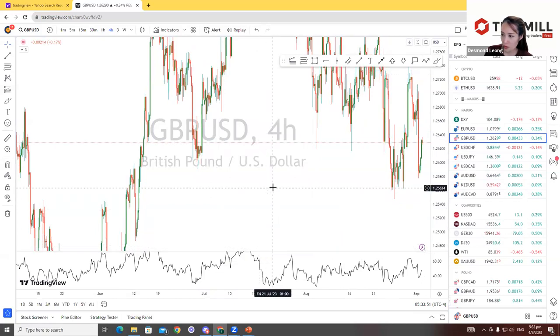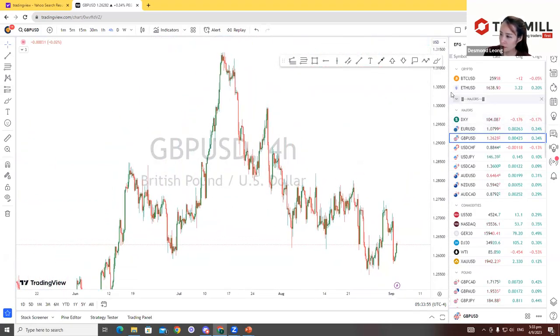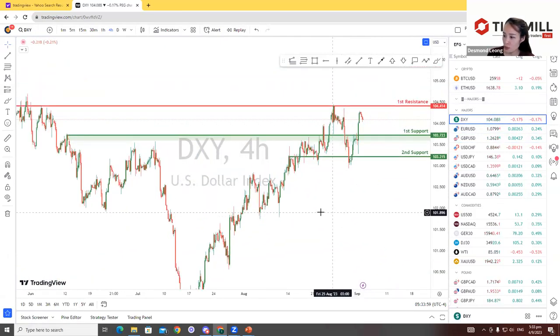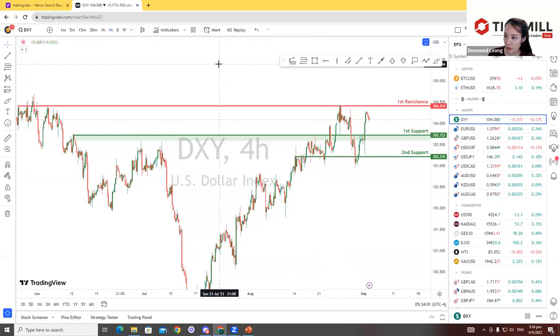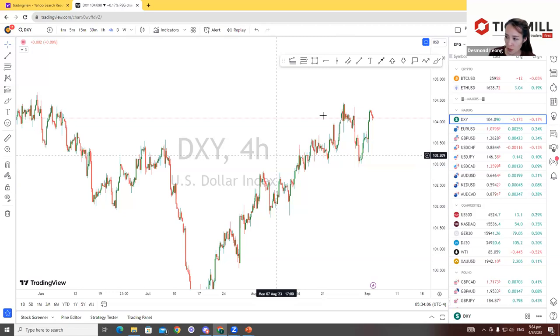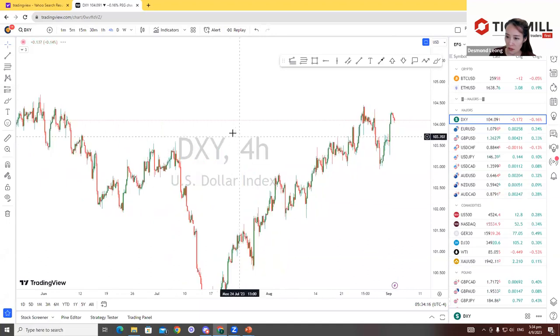Just ignore all the other charts. Okay, let's look at the DXY first. I think the DXY is now at first resistance. Since the DXY is bearish, EU, GU and gold should be bullish. But let me see.